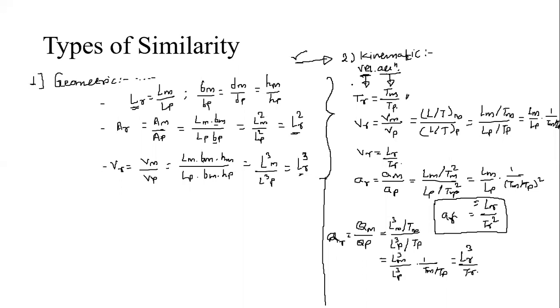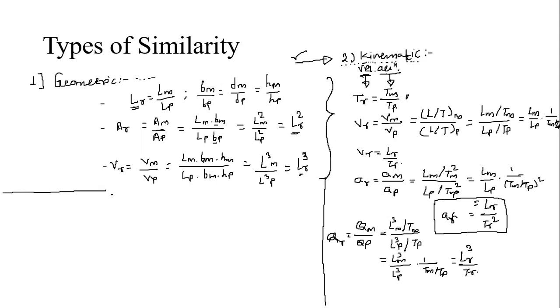It means if these three similarities exist between the model and prototype, then we can say that the model and prototype are kinematically similar to each other. Whatever the discharge is in the model and prototype, whatever the fluid is flowing through them, if the velocity, the acceleration, and the discharge at a particular location are the same, then we can say that the model and prototype have kinematic similarity. And to have the kinematic similarity, the geometric similarity is a must.